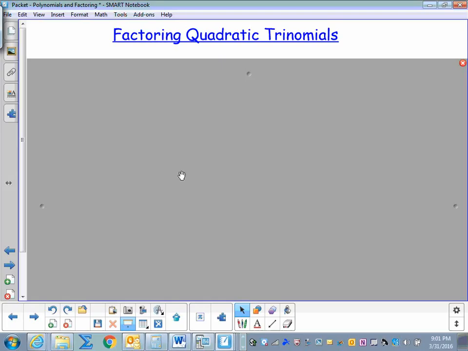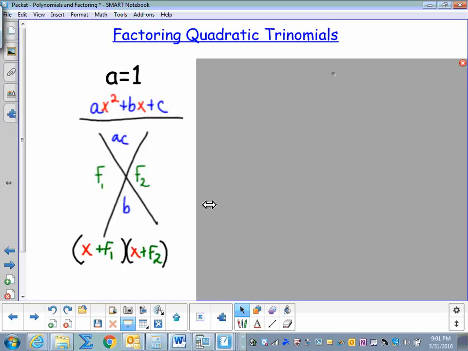Factoring quadratic trinomials. In the previous episode, we factored quadratics where the leading coefficient, or a, was equal to 1. We used the x method. We took a times c and placed it here, and placed b there. We then found two factors that, when multiplied together, give you a times c, and when added together give you b. And since the leading coefficient was equal to 1, we knew it was x plus something times x plus something.